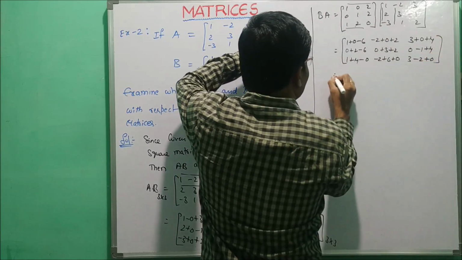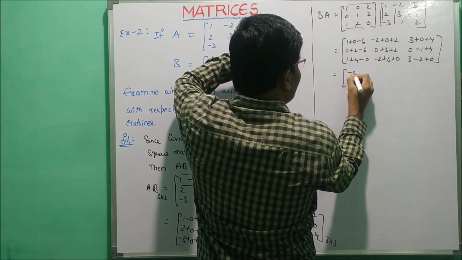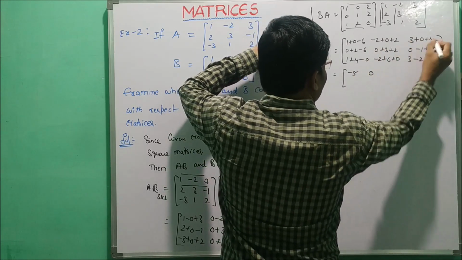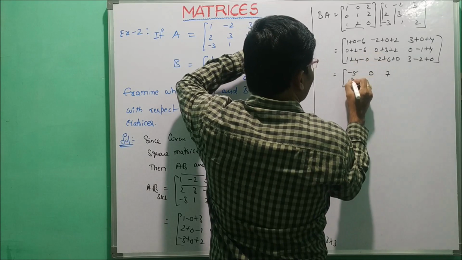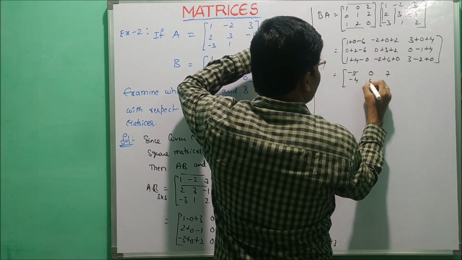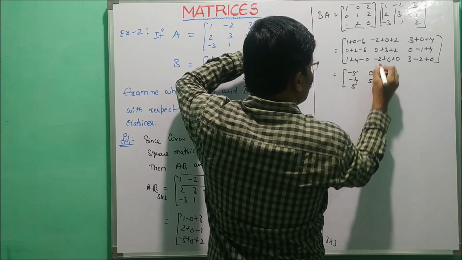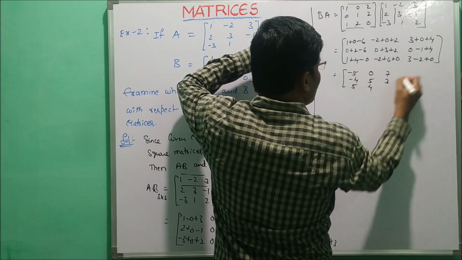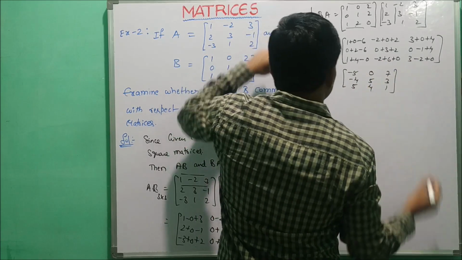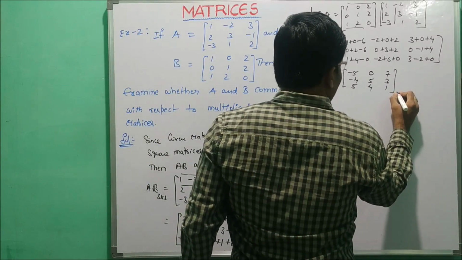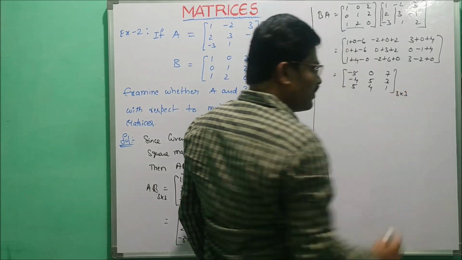Now we can simplify that. In this, 1 minus 6, minus 5, minus 2 plus 2, 0, 3 plus 4, 7, 2 minus 6, minus 4, 3 plus 2, 5, 4 minus 1, 3, 1 plus 4, 5, minus 2 plus 6, 4, 3 minus 2, 1. So this is our resultant matrix BA. It is having the order 3 by 3.